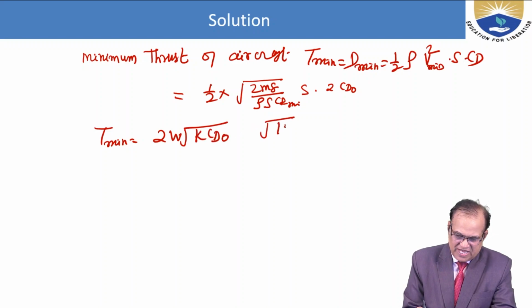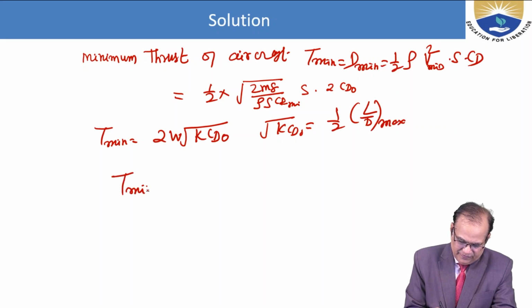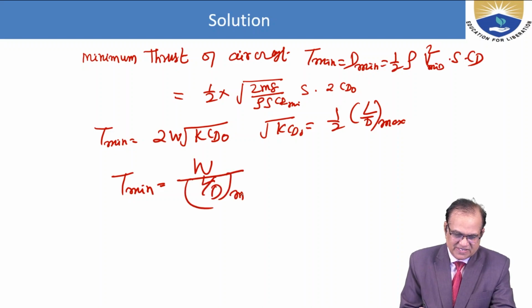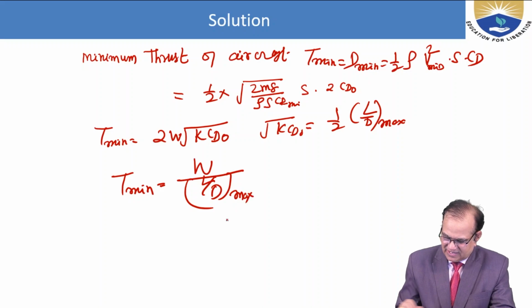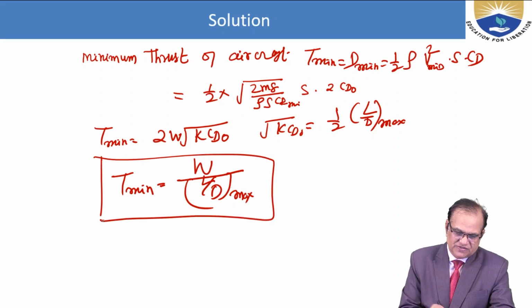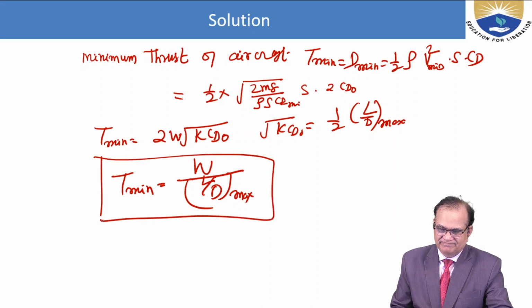Thus, under root K CD naught, we can write half L by D maximum. So, T minimum is equal to W by L by D max. So that is the relation which we have to follow.